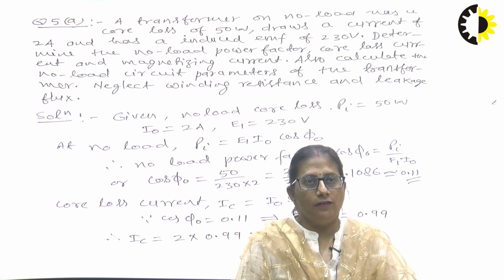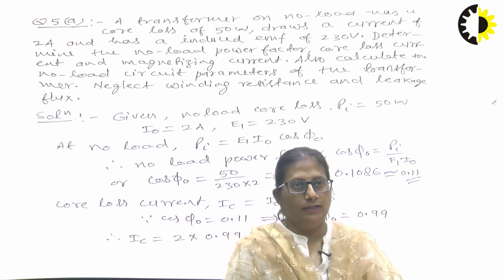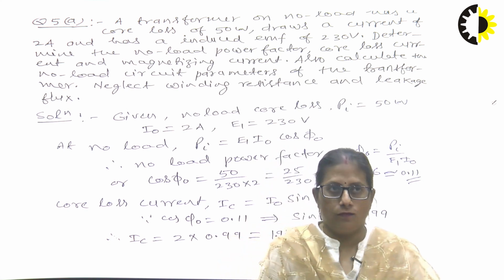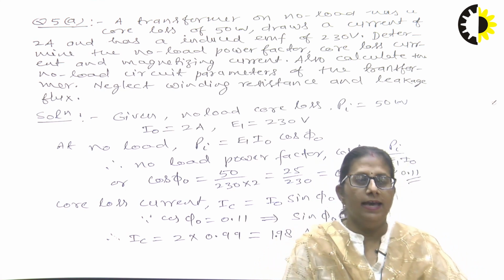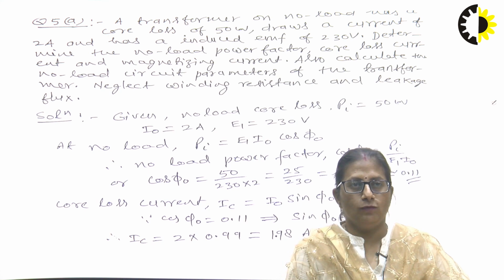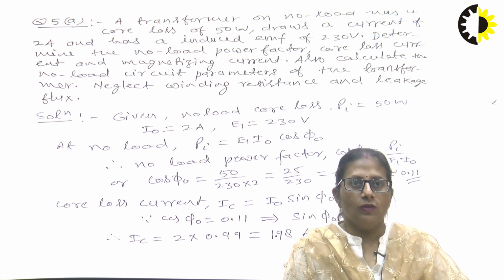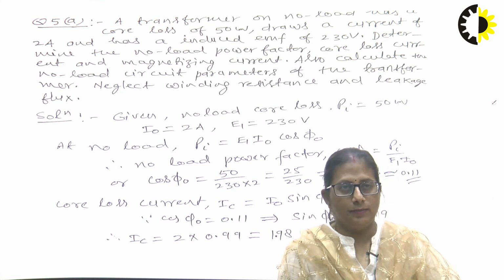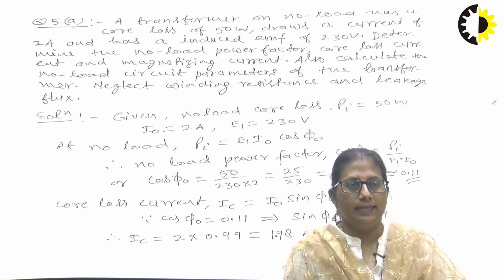The very first numerical: a transformer working on no load has a core loss of 50 watts. It draws a current of 2 amperes and has an induced EMF of 230 volts. Determine the no load power factor, core loss current and magnetizing current. Also calculate the no load circuit parameters of the transformer. Neglect the winding resistance and leakage flux.